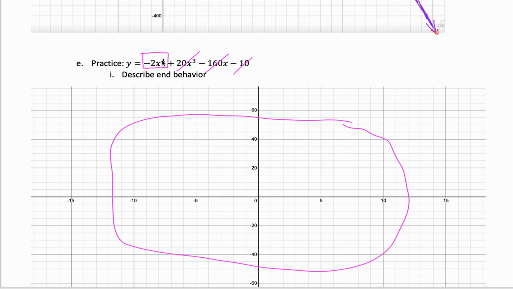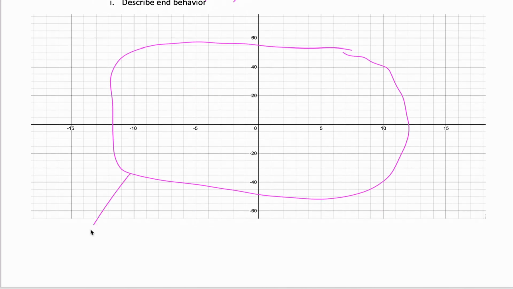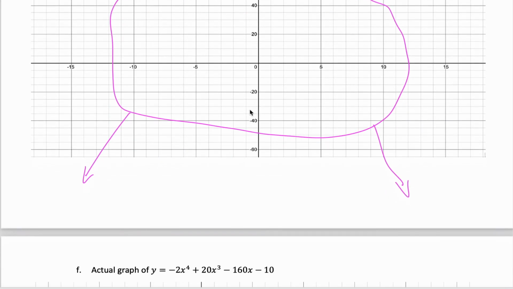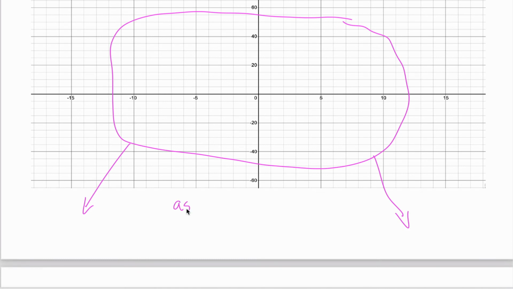Because the exponent is even, I know it's going to go in the same direction when it goes left and right. And because this leading coefficient is negative, I know that it's going to go down when it goes to the left, and therefore also when it goes to the right. Here's a picture of the end behavior of this graph. If you wanted to state it, what you would say is as x heads towards negative infinity, in other words, when we go to the left, y goes to negative infinity. In other words, the graph goes down. And as x heads towards positive infinity, when we go to the right, the graph also goes down, y tends towards negative infinity. That's what I have drawn with these arrows right here.